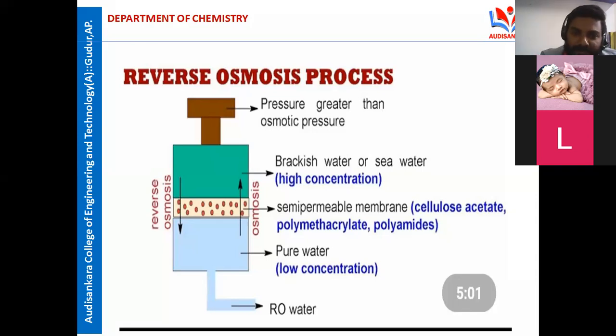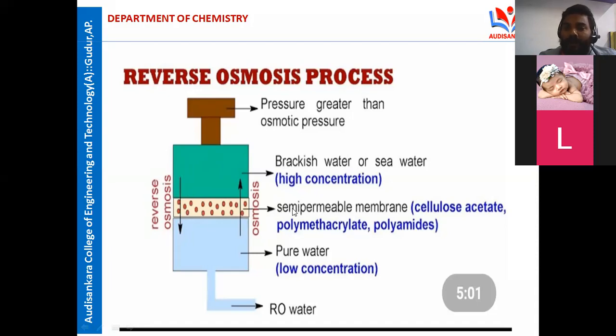What is the reverse osmosis process? See the diagram. Here in reverse osmosis, the arrow mark direction is downward. Here is what happens: high concentration to low concentration with pressure. Listen carefully. The hardness-causing ions are completely blocked at the semi-permeable membrane.